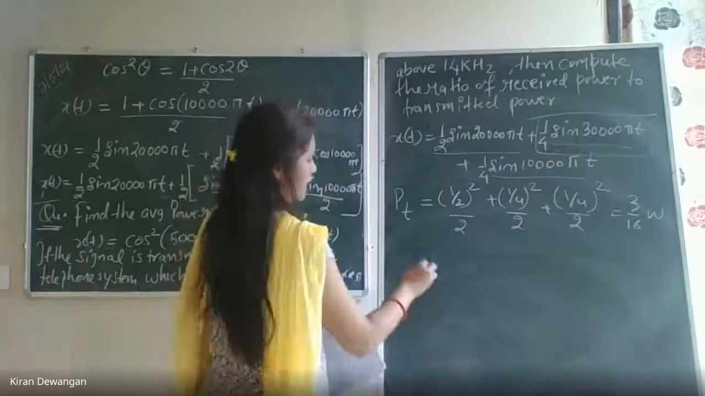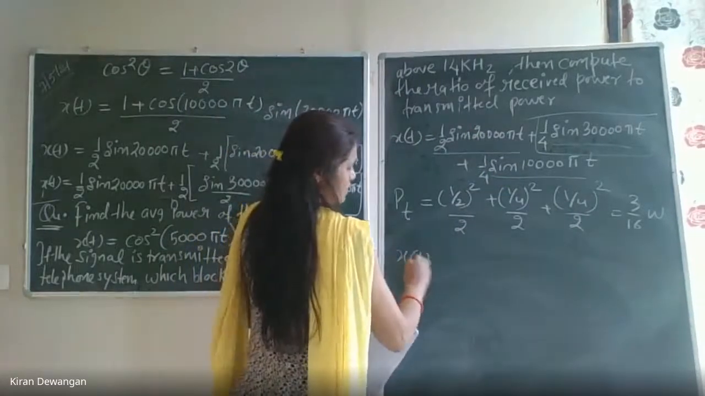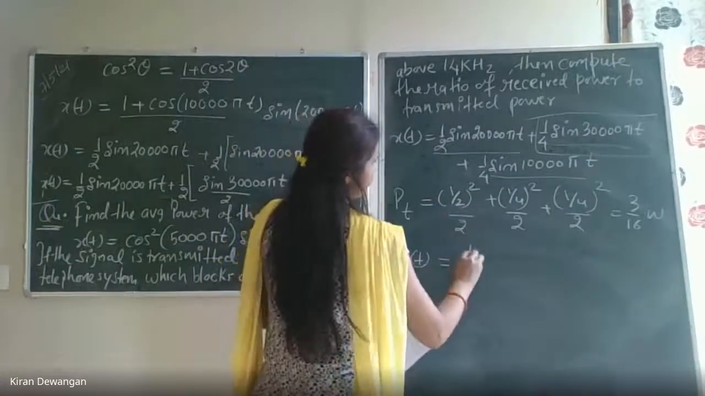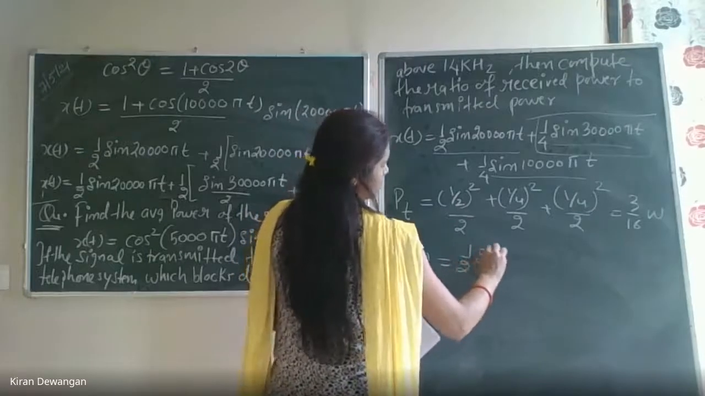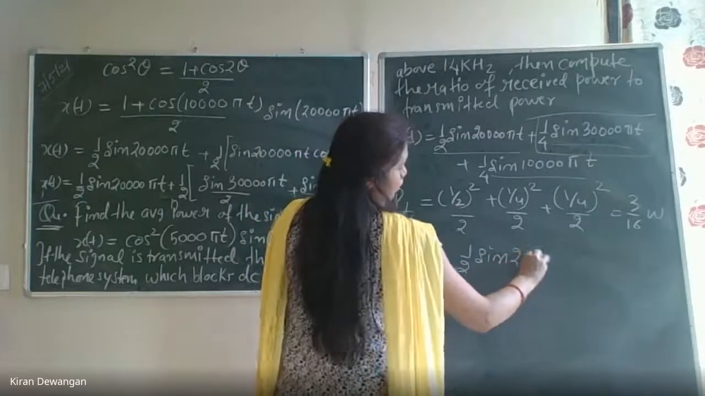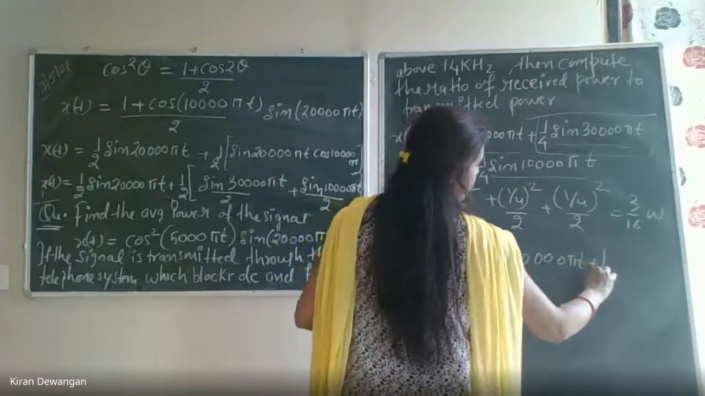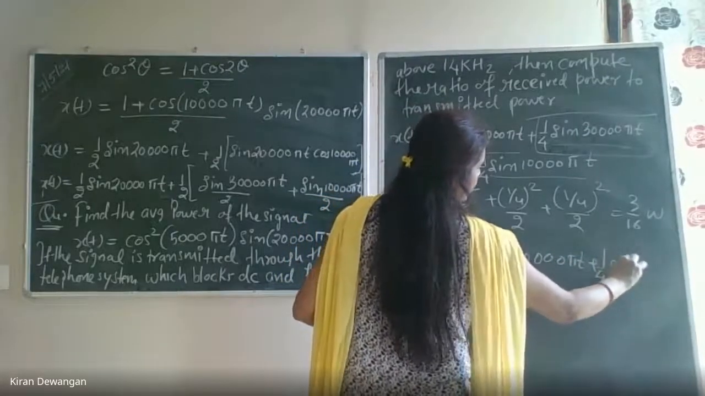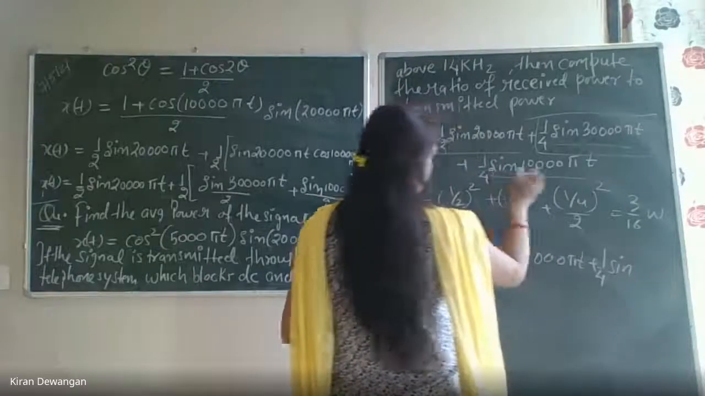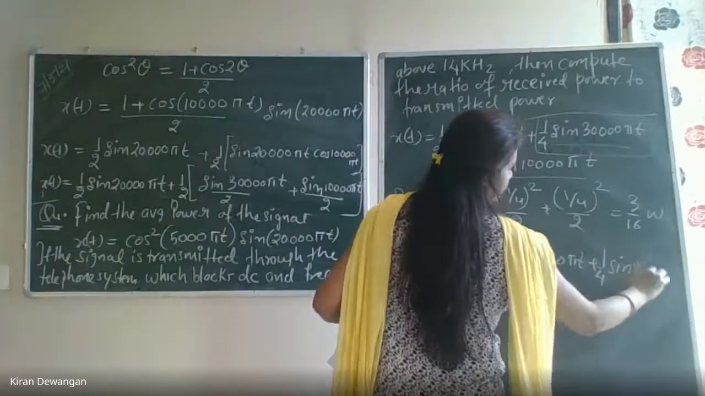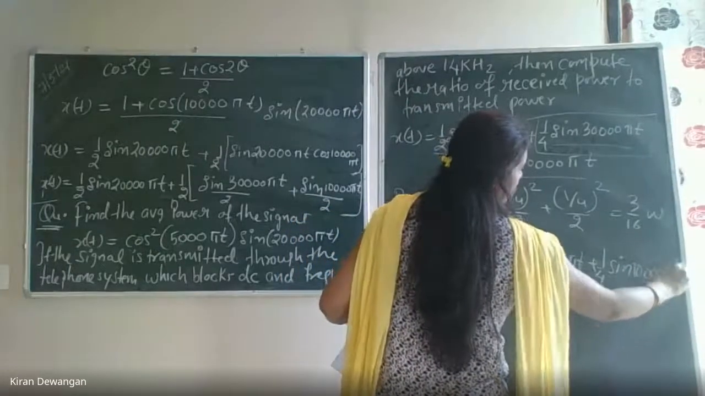The received signal, that is the signal which is received, will have only these terms, that is 1 by 2 sine of 20,000 pi t plus 1 by 4 sine of 10,000 pi t.